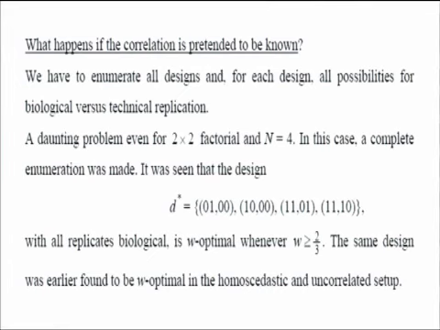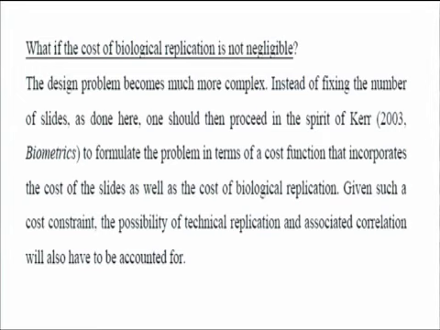Of course, this complete enumeration is unrealistic for more general factorials. So, we need some theoretical procedure here too, and if the cost of the biological replication is non negligible, then the problem becomes even more complex, because some kind of cost function has to be brought in.